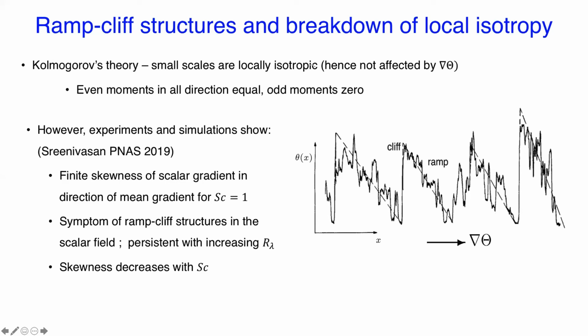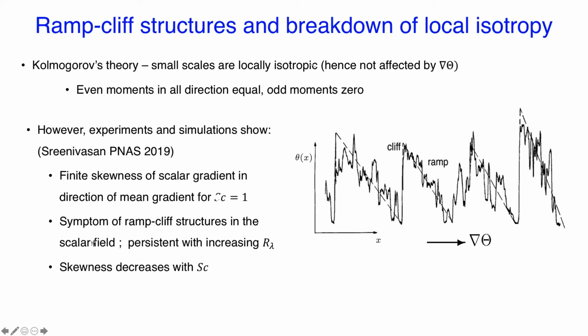However, what experiments and simulations have shown over the years is that the skewness, which is the third moment of the scalar gradient in the direction of the mean gradient, is actually not zero, and it's finite for Schmidt number one. And this can be connected to the presence of these ramp-cliff structures in the scalar field, which don't go away when the Reynolds number is increased, which is to say that the skewness doesn't change even if you go to extremely large Reynolds number.